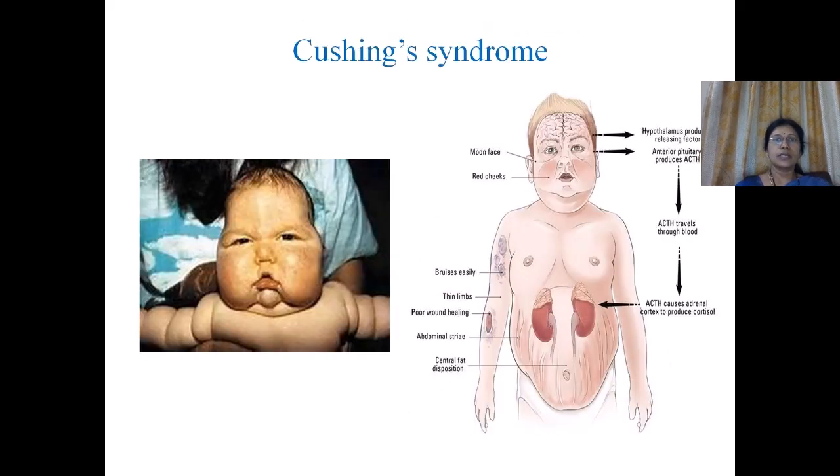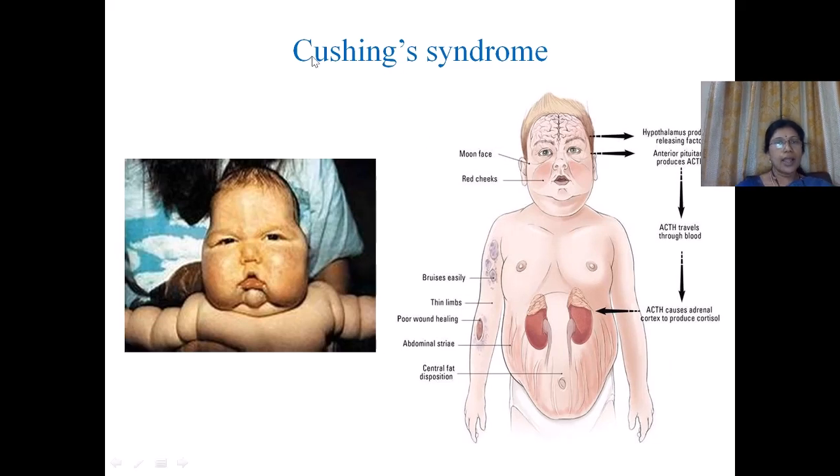Hypersecretion of the cortisol hormone results in Cushing syndrome. This Cushing syndrome usually occurs more in females than in males. Cushing syndrome also occurs due to an adrenal tumor. Here we can see an image of a child with Cushing syndrome.